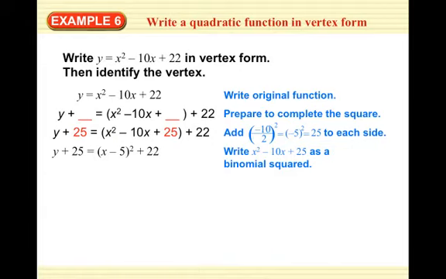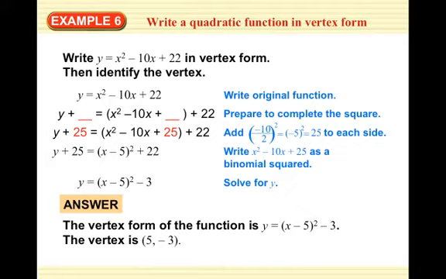We're almost in y equals a times x minus h squared plus k form. The only thing is that we still have a number over here with y. We need to solve for the y. So we're going to subtract 25 from both sides. And we get y equals x minus 5 squared minus 3. That's vertex form. We can also tell that h is 5 and k is negative 3. So the vertex form of the function is y equals x minus 5 squared minus 3, and the vertex is 5, negative 3.